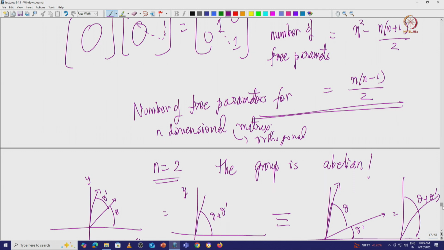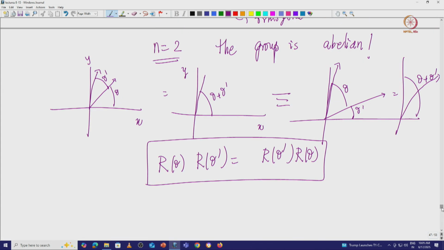For n equal to 2 it comes out to be 1, which is nothing but the theta angle, and the group we have seen is abelian. That means it does not matter how you do the order of rotation. You can do one rotation and another rotation, first or second, and even then you get back the same group element. So the group is abelian. The order of multiplication will not matter for 2 dimensions, for n equal to 2.